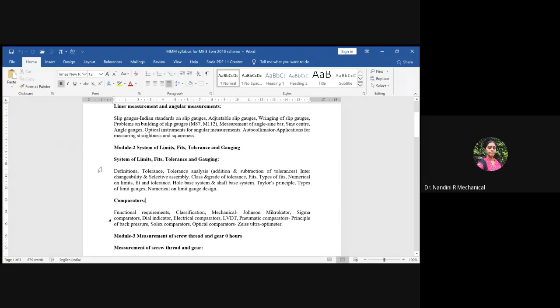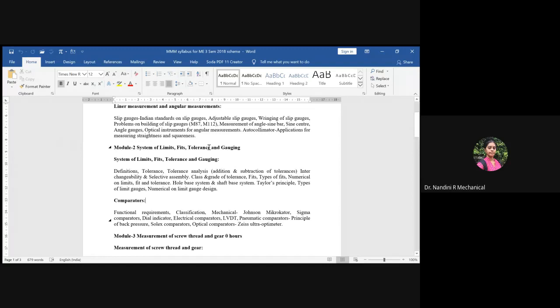We keenly dealt with all the definitions and terminologies related to tolerance, tolerance analysis, right? How we add and subtract the tolerance. What do you mean by interchangeability? Even in the question paper, they are frequently asking about interchangeability. So you should be thoroughly knowing about it.